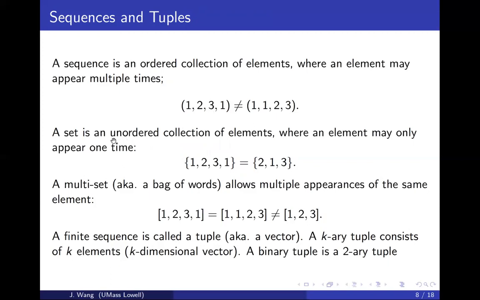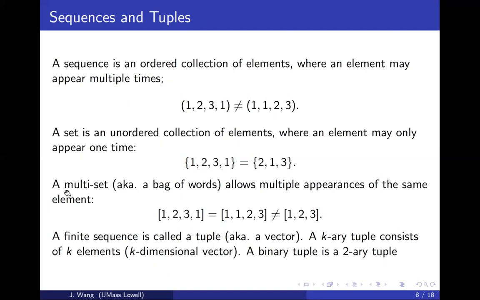So a set is simply an unordered collection of elements where an element may only appear one time. For instance, if we have this set 1, 2, 3, 1, it is simply equal to 2, 1, 3, or 1, 2, 3. So each element appears only once.